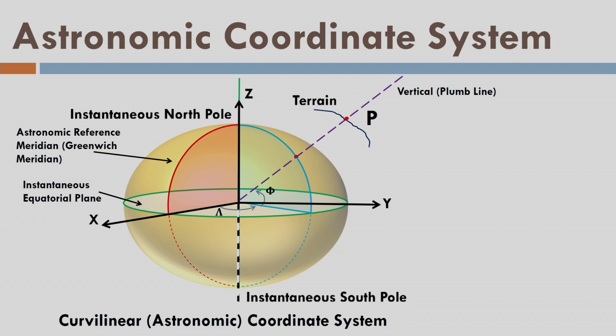Secondly, in case of astronomic observation, when I perform some astronomic observation at a certain instant, whatever direction of rotation axis of the earth is there at that instant, I will adopt that. As a result we call it instantaneous north pole and instantaneous south pole, framed by the instantaneous rotation axis of the earth, and that becomes the z axis.